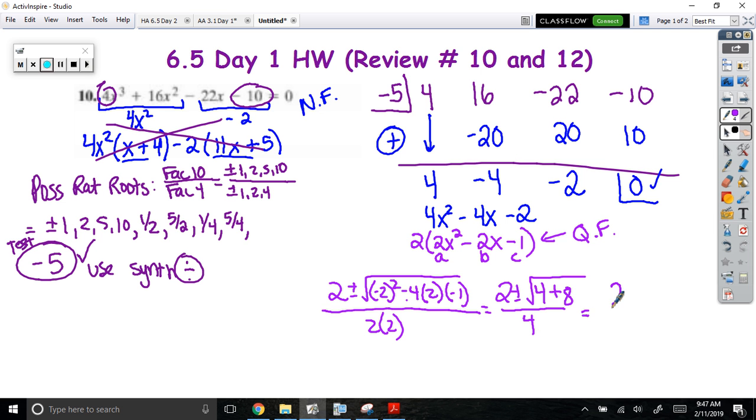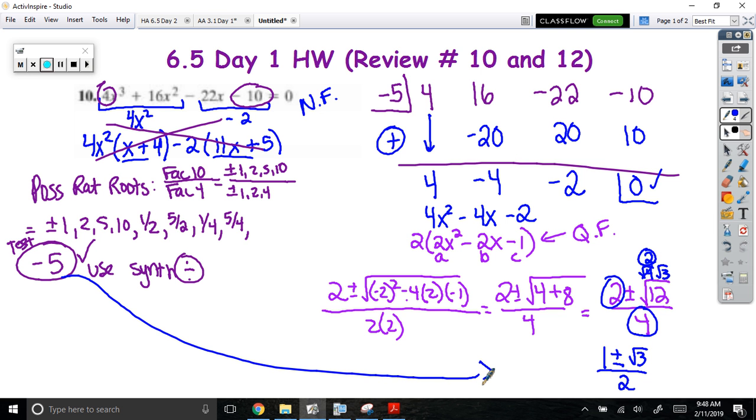4. We then need to reduce the radical. The square root of 12 will break into 4 and 3, which will get me 2 square roots of 3. And then our outside numbers, 2, 2, and 4 are all reducible by a factor of 2. So I will get 1 plus or minus the square root of 3 all over 2. And I'm also going to bring down my other answer and put it down here, which was negative 5. Together, those are my 3 answers to the problem.